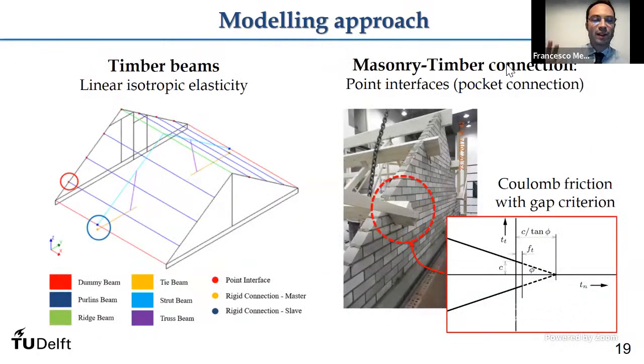As regards the roof timber structure, the timber beams were modeled with linear isotropic elasticity, but at the end of the beams, at the connection with the masonry walls, we had pocket connections. When no anchors were placed, then in those connections without anchors, we introduced a nonlinear point interface with a Coulomb friction with gap criterion model, so that sliding and tensile failure was possible at that location, especially sliding due to the type of connection.